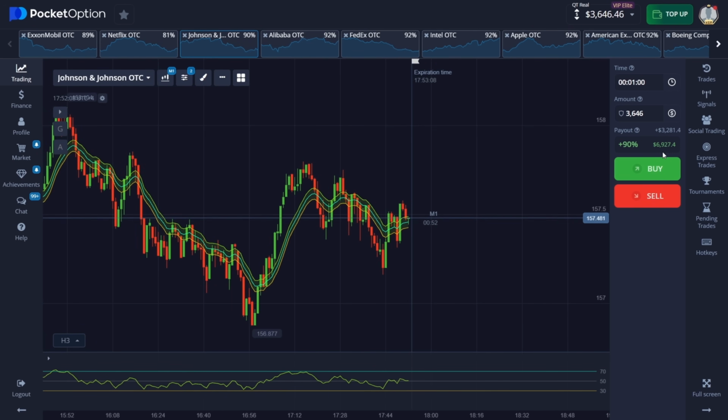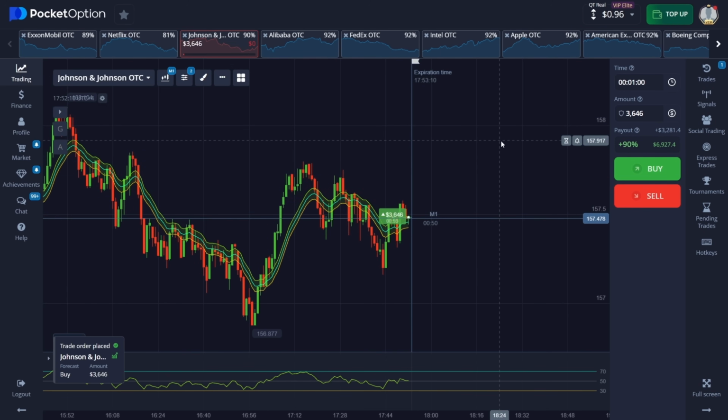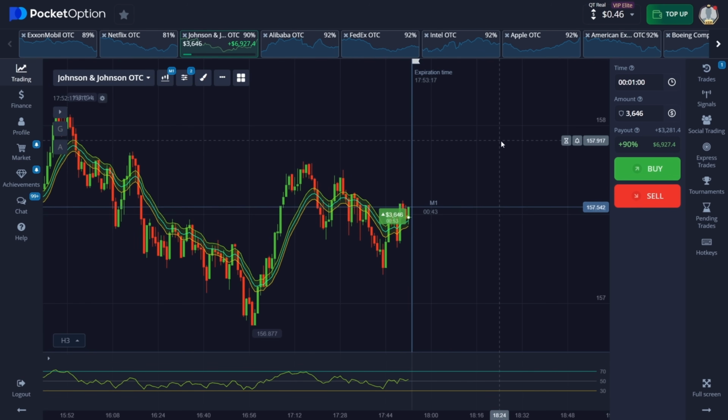Alright, I found a trade on Johnson & Johnson OTC and I placed the trade for the upside move. As you can see, the previous red candle closed near the envelope level and the RSI line touched the 50 level. That's why I took this trade for the upside move.